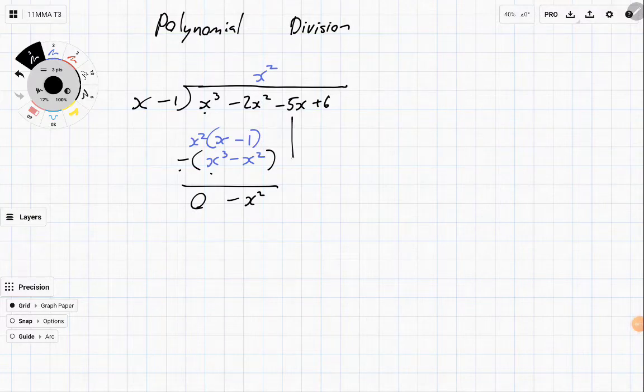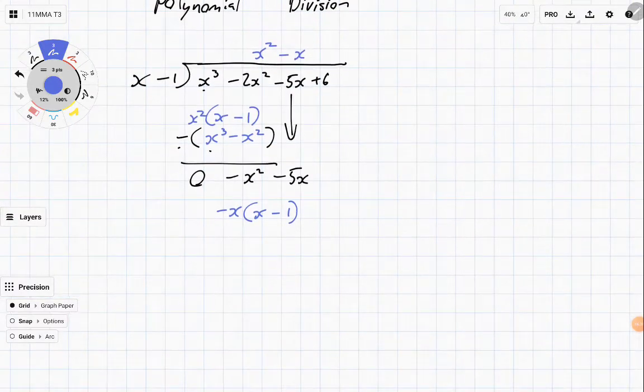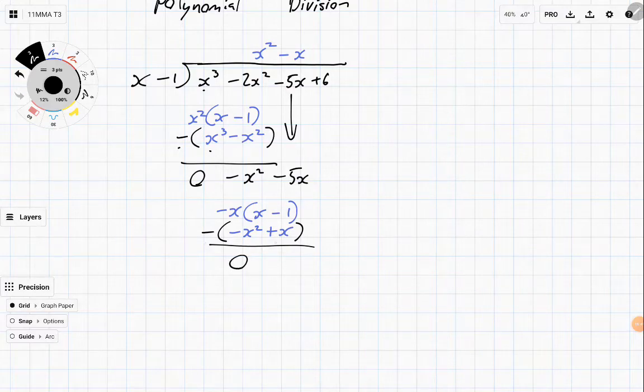Now we're going to bring down the minus 5x. Now the question is, how do we make x look like negative x squared? Well, we've got to multiply it by a negative, and it needs another factor of x, so negative x minus 1. Negative x goes up the top. Expand the brackets. Negative x squared plus x, minus a minus is plus. Now we're going to do subtraction. Minus x squared minus negative x squared is 0. That's the whole point. Minus 5x minus x is minus 6x. Plus 6 comes down the end.